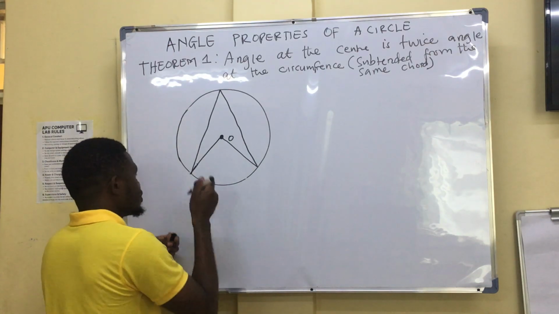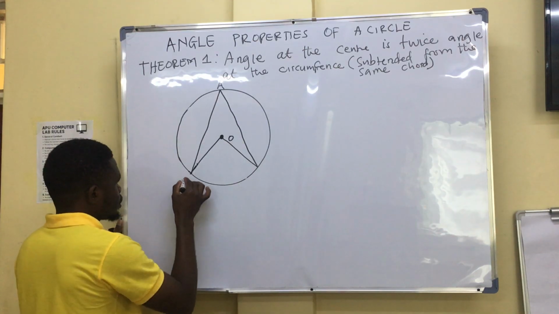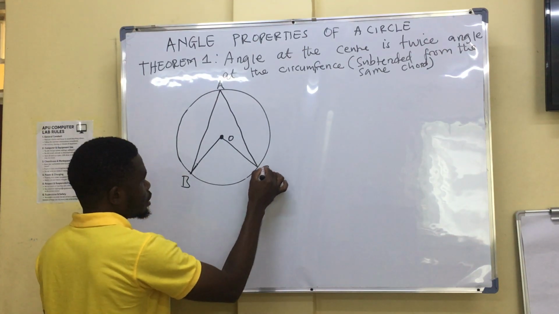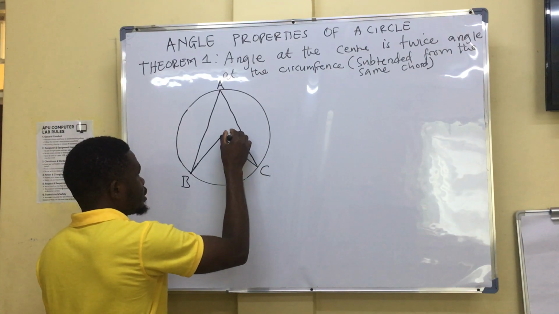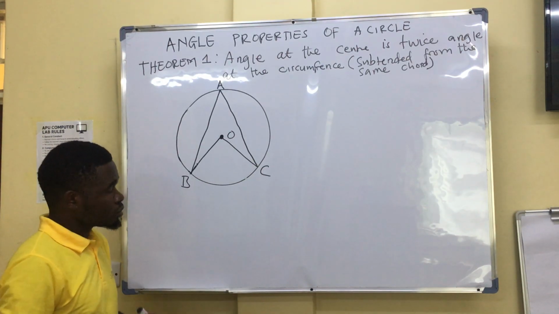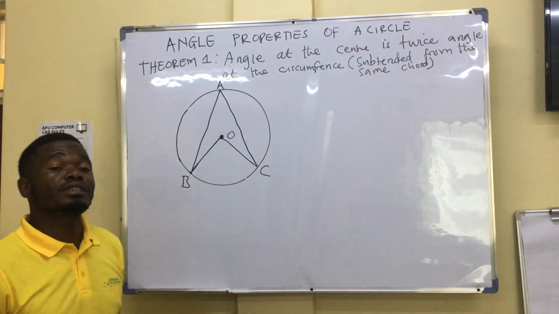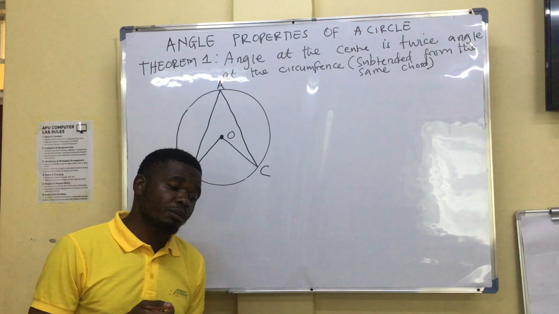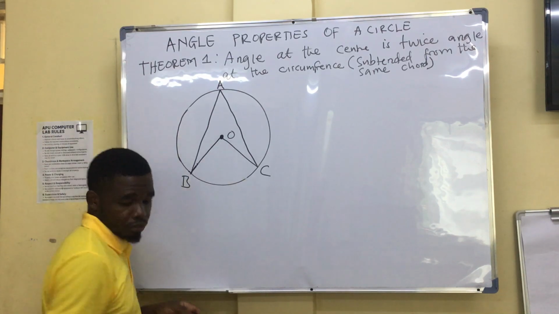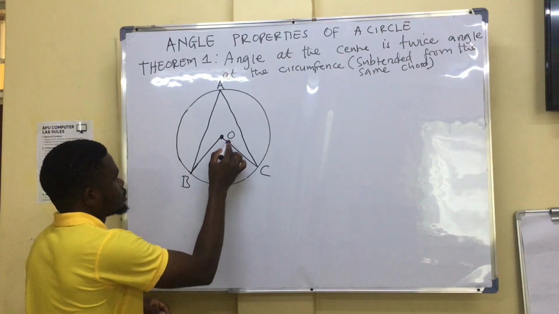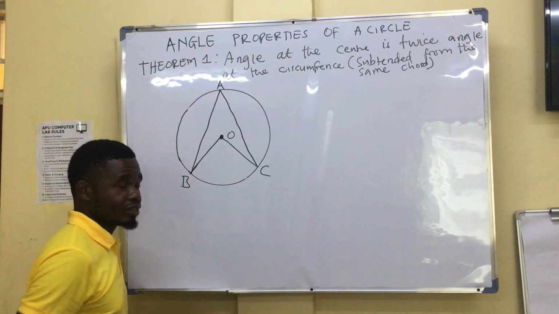So let's label the points. Here A, here B, here C, and this one is the center. Let me make it bigger. You can see that this is a circle with a certain diagram inside. We're going to prove the first theorem. This is the angle at the center, and this one is twice the angle at the circumference. This one is the angle at the circumference.